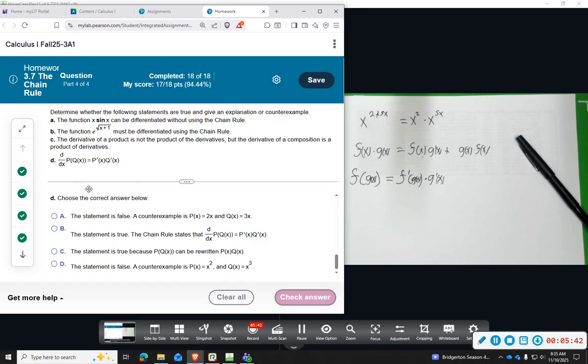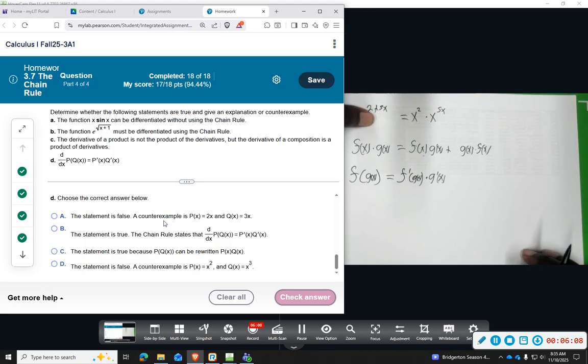And then D, it says the derivative of a composition is equal to just the derivative of P evaluated at x and the derivative of Q evaluated at x. And that would not be a true statement. And so we want to give a counterexample. If you use A, it would prove that that is the same.